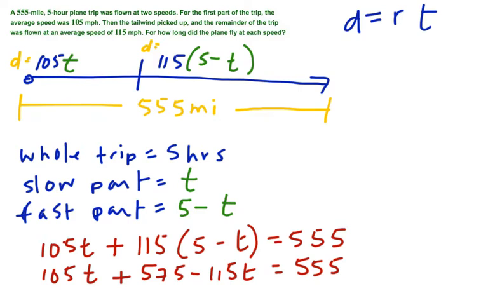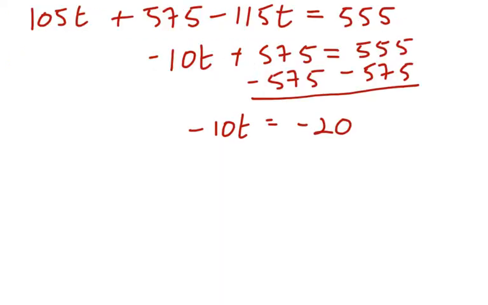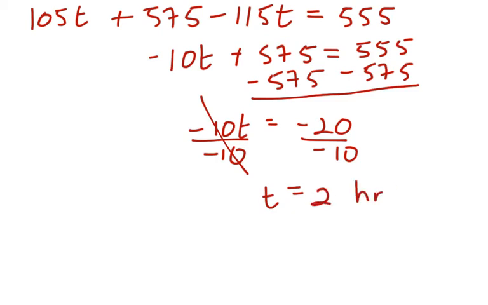Okay, and further solving here, we combine the t's to get negative 10t plus 575 equals 555. Subtracting 575 from both sides gives us negative 10t equals negative 20. And solving further, we get t equals 2 hours.